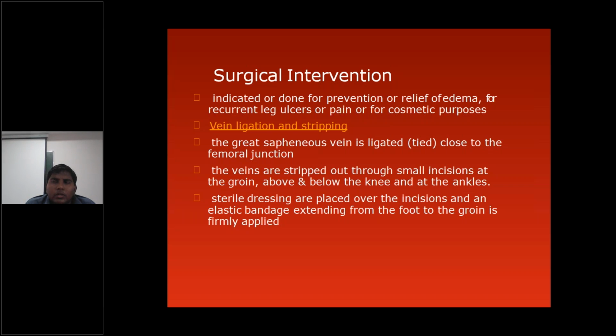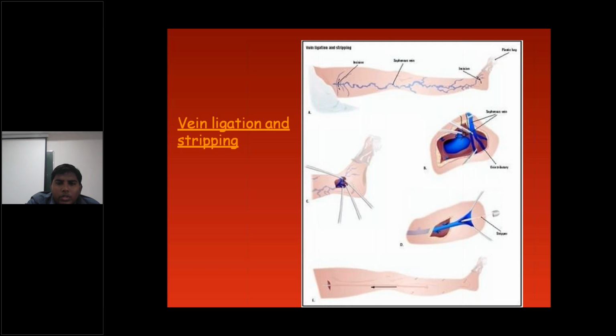Why do we strip to the level of the knee and not to the level of the ankle? Because there will be associated damage to the sural nerve accompanying the vein. So you will avoid stripping of the vein below the knee segment. After this you will provide sterile dressings and an elastic compression bandage. So this is it.